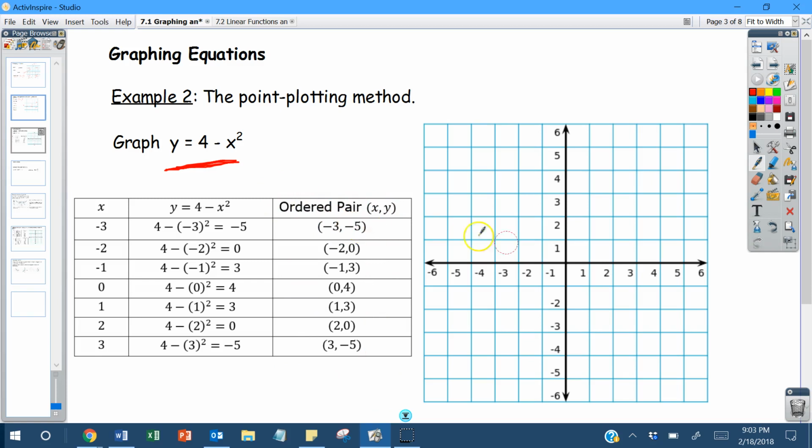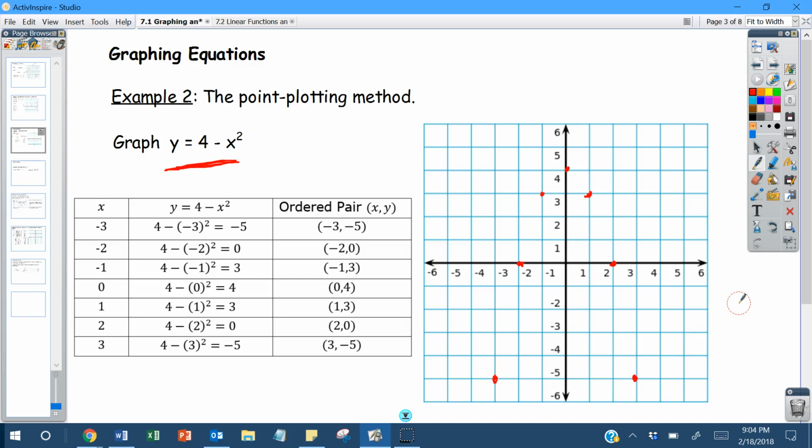So I'm going to go ahead and put these on a graph. I'm going to put -3, -5. That's somewhere down here. -2, 0 is right here. -1, 3 is up here. Nope, that's not 3. It's right here. 0, 4 is right here. 1, 3 is right here. 2, 0 is right here. And 3, -5 is down here. So what I've done is graphed 7 points. And now you can kind of see the shape of this graph.